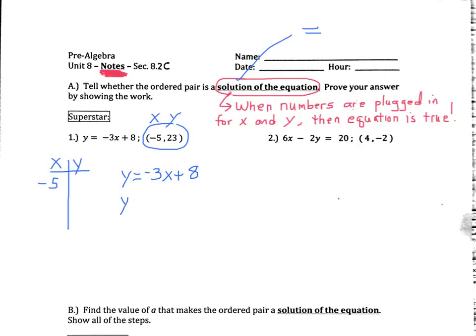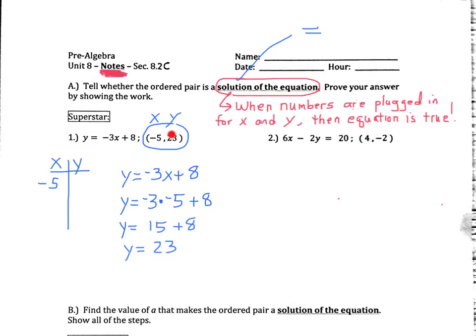So y equals -3. Next to an x means times, but it's not going to be x anymore. It's going to be the number -5, and then plus 8. And then you get y equals -3 times -5 is positive 15. And don't forget the plus 8. And 15 plus 8 gives you 23.